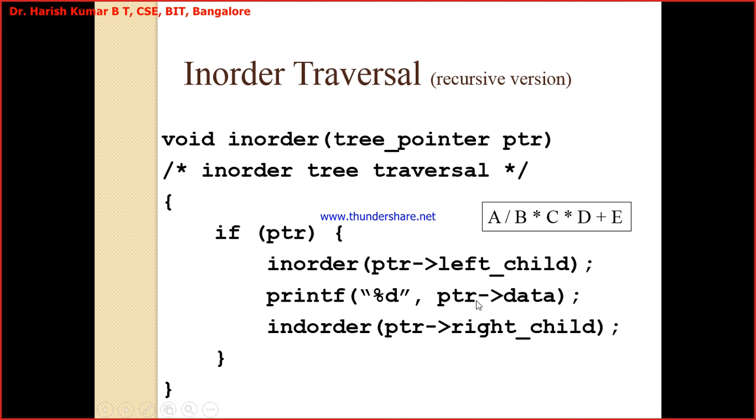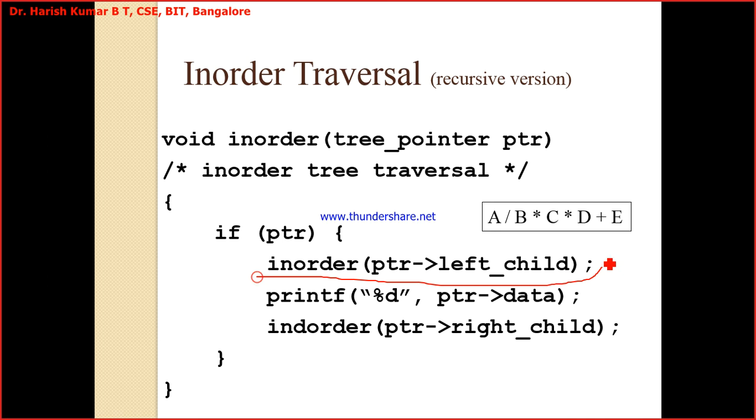And similarly, once the root node gets printed, we keep traversing the tree along the right subtree, by calling Inorder recursively. So Inorder, and what you are passing now is PTR arrow right child. When you want to traverse along the left subtree, PTR arrow left child. Okay, people are following? Yes, sir.